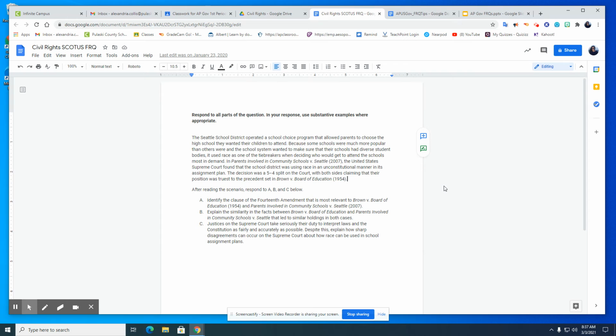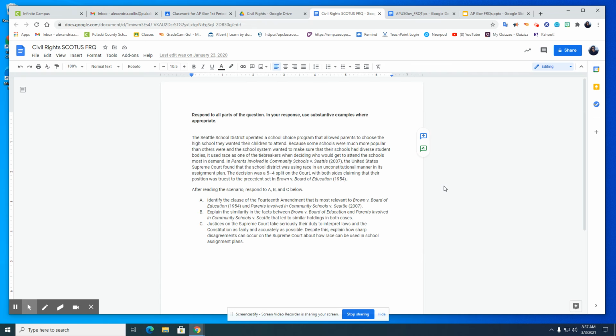For part B: explain the similarity in the facts between Brown v. Board of Education and Parents Involved in Community Schools v. Seattle that led to similar holdings in both cases. So we know how the court ruled, that race was being used in an unconstitutional manner. So you're going to compare the facts between the two that led to those similar rulings.